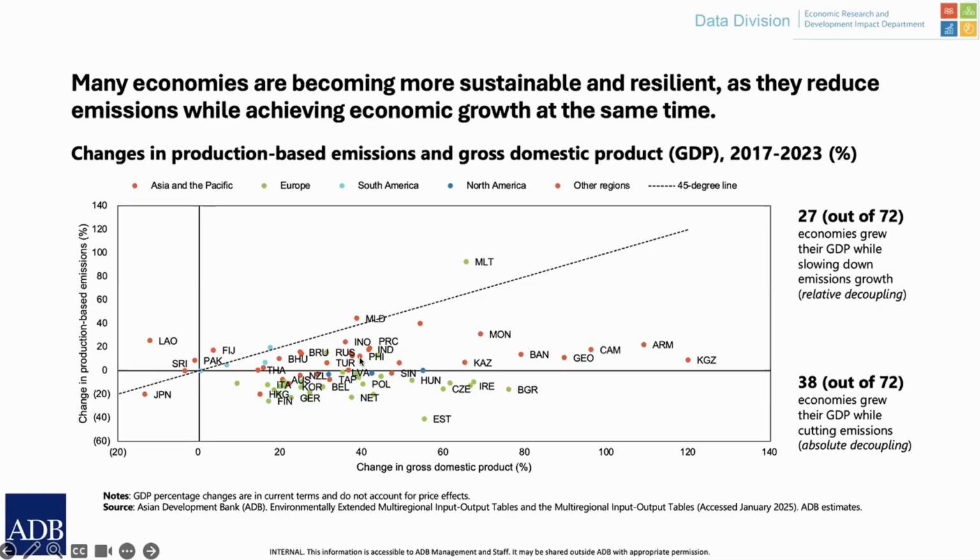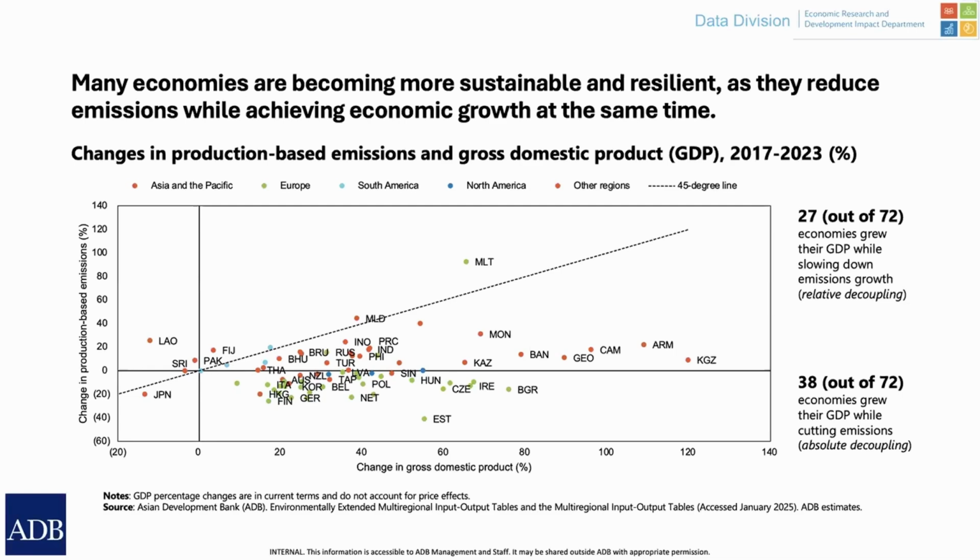Under the 45-degree line and above the zero axis, we can see economies that have relatively decoupled, meaning that both are growing, but the economic growth is growing at a higher pace than the emissions growth. And at the bottom, we can see economies that have been able to absolutely decouple, meaning that the economic growth has been growing while the emissions have decreased.